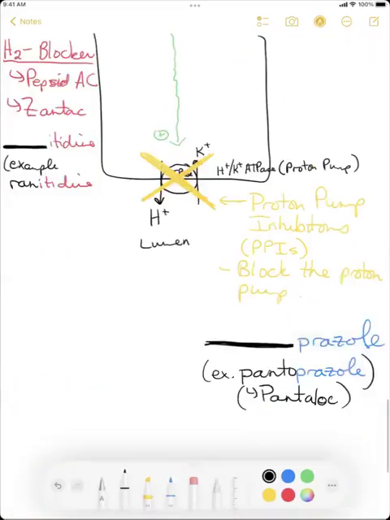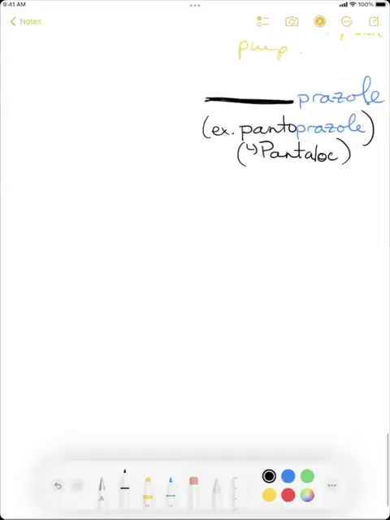We are at number 4. If none of this works, there is a surgical option. And this surgical option will surgically try to increase the tone around the lower esophageal sphincter.